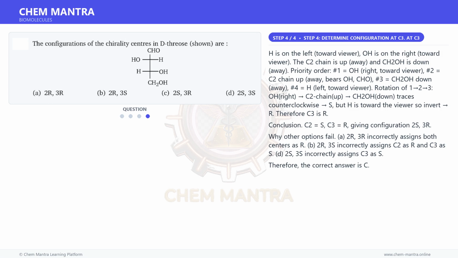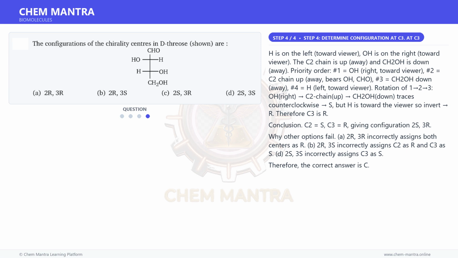And for the final step, at C3, H is on the left, toward viewer, O is on the right, toward viewer. The C2 chain is up, away, and CH2O is down, away. Priority order: number 1 is O, right, toward viewer; number 2 is C2 chain, up, away, bears O, CHO; number 3 is CH2O, down, away; number 4 is H, left, toward viewer.